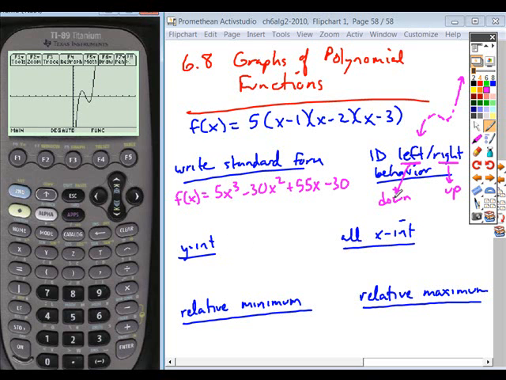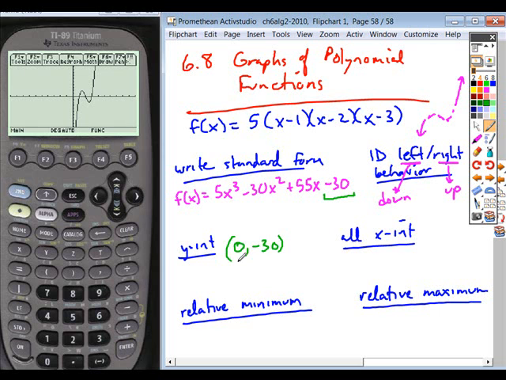And now, do we need to use any math to find our y-intercept? What's our y-intercept going to be? Remember, our y-intercept for any polynomial function written in standard form is simply the constant. Right? So the point is 0, negative 30.